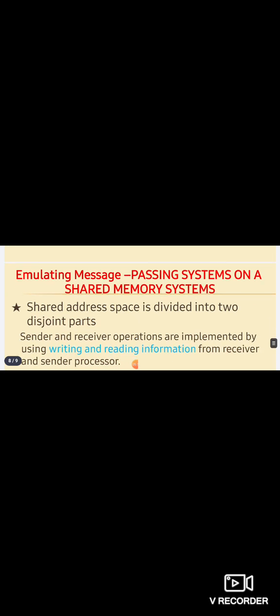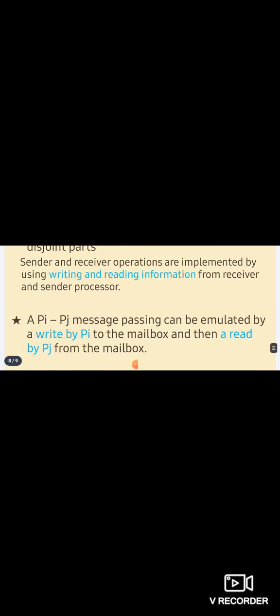The next one is emulating message passing systems on shared memory systems. The shared address space is divided into two disjoint parts. Send and receive operations are implemented by writing and reading information by the sender and receiver processes. Here we are using Pi and Pj. Message passing can be emulated by a write by Pi to the mailbox and a read by Pj from the mailbox. So we use two operations, write and read: one is the write by Pi, and the other is the read by Pj.